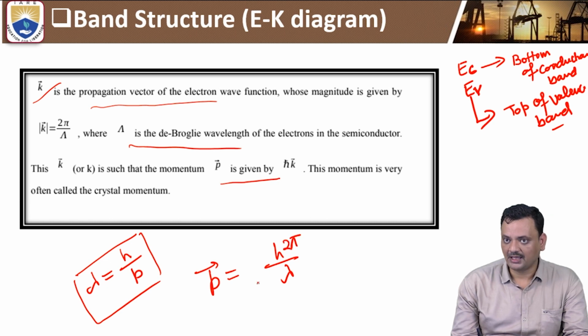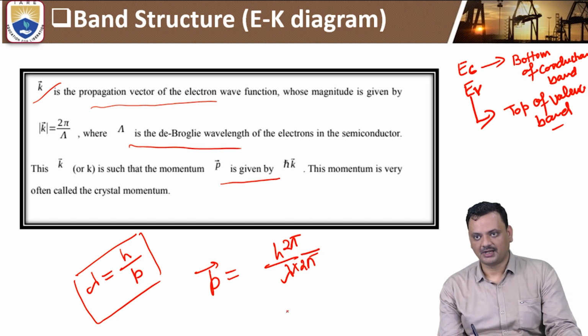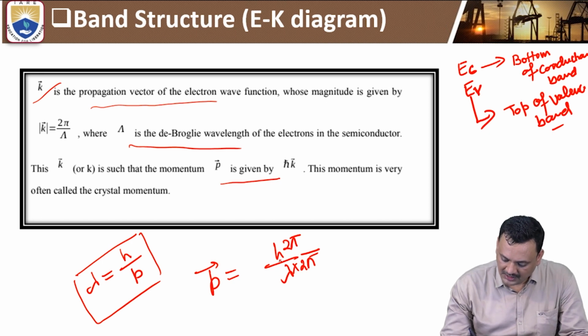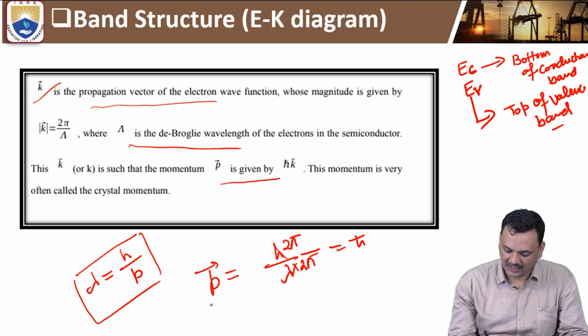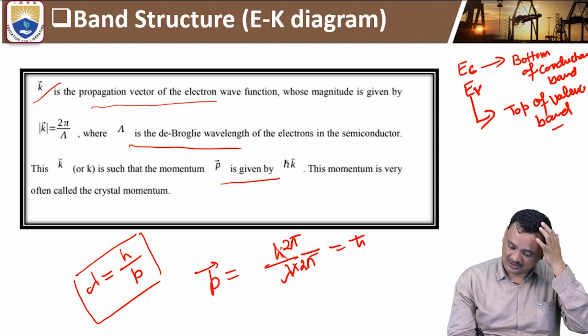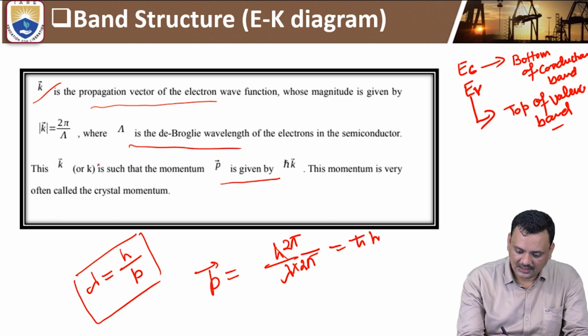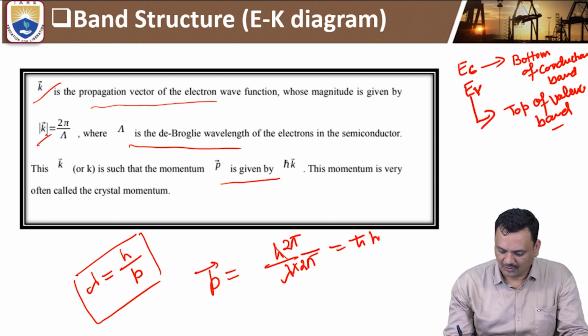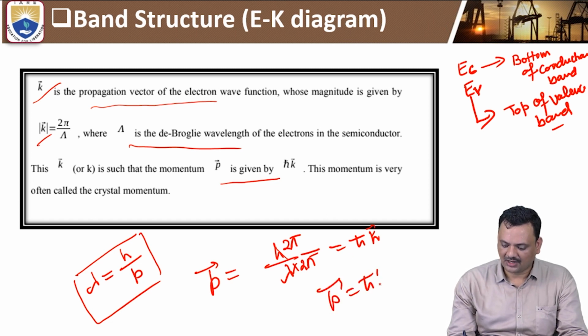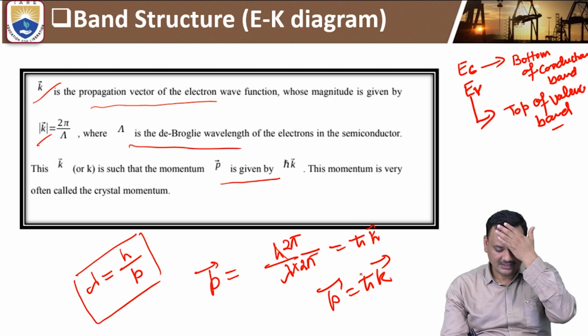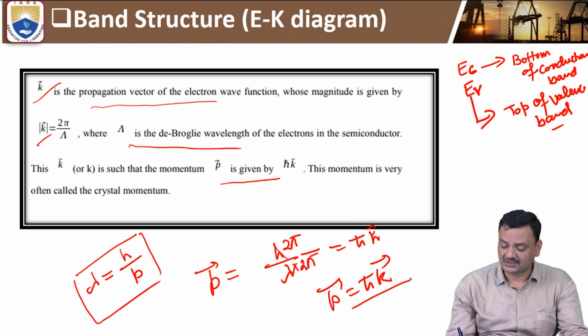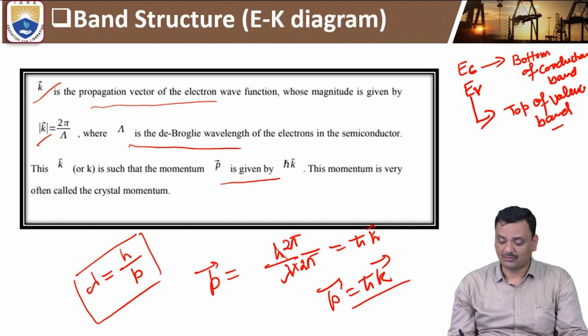p is h upon lambda. If you multiply by 2 pi in the numerator and also by 2 pi in the denominator, what do you get? You get h upon 2 pi, which is h cross, and lambda upon 2 pi, which is 1 upon k, that is 2 pi by lambda is k. So p is h cross k. This term is referred to as the crystal momentum.